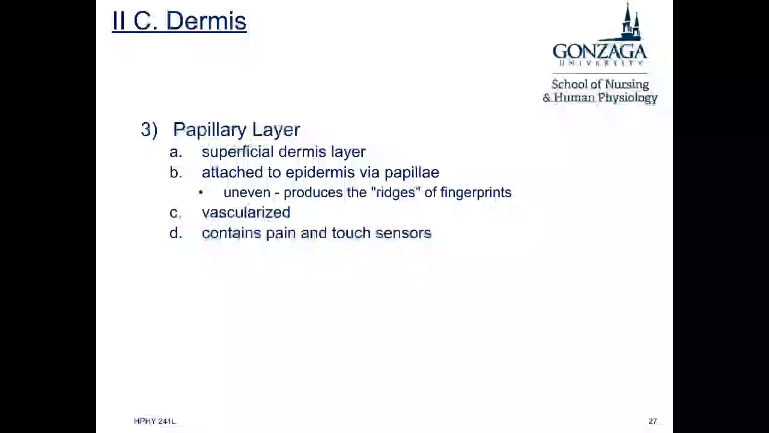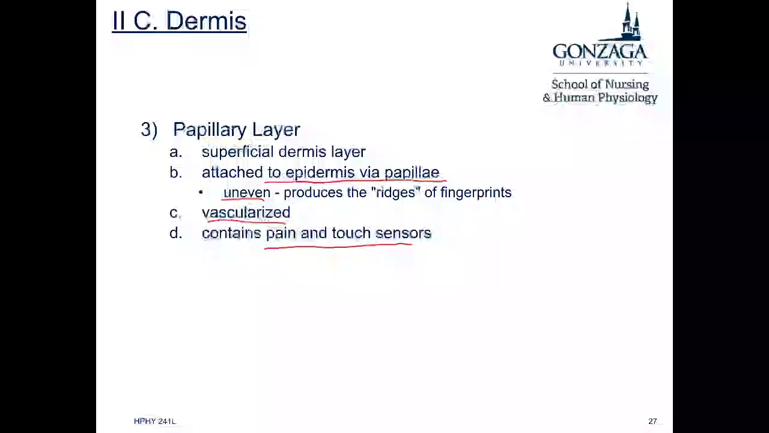Papillary layer is that thinnest, most superficial layer of the dermis, and it is attached directly to the epidermis via these structures called the papillae. And this attachment is uneven, okay? And this is actually what produces the ridges and forms fingerprints. So the epidermis doesn't produce fingerprints, it's actually the underlying dermis, and it's the papillary layer, and I'll show that here in a second. Now the epidermis was avascularized, but the papillary layer does have a blood supply, and in addition to that, it has pain and touch sensors.